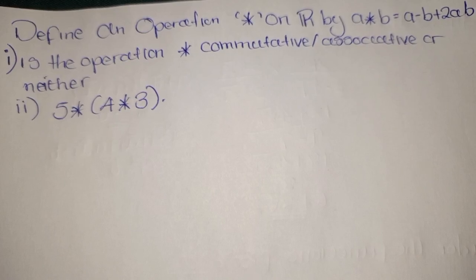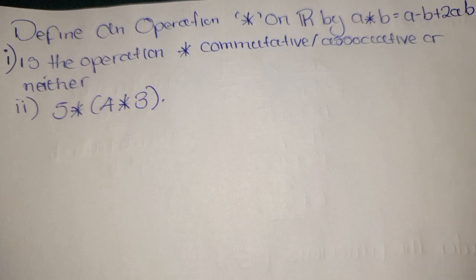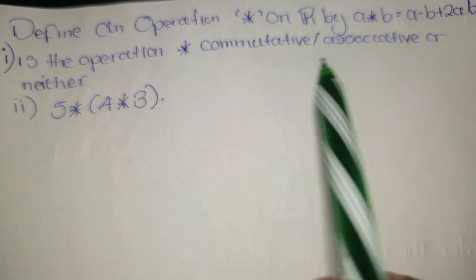So today we have one interesting question which reads: define an operation star on real numbers by a star b to be equal to a minus b plus 2ab. The first question is telling us, is the operation star commutative?